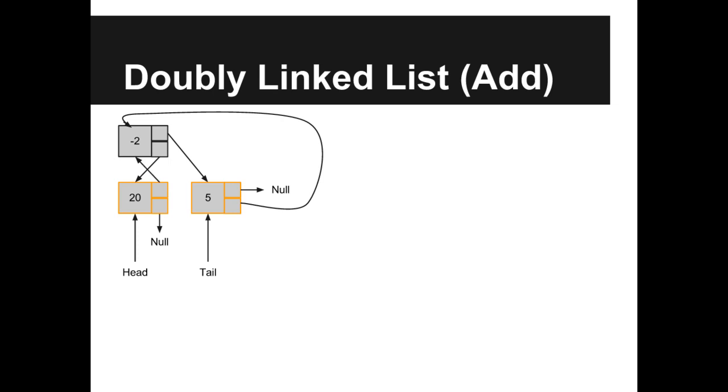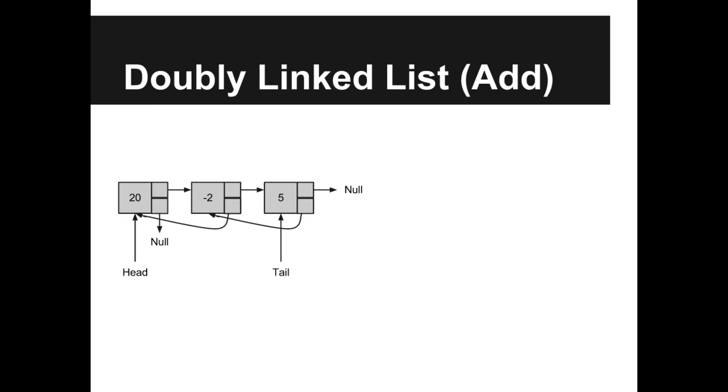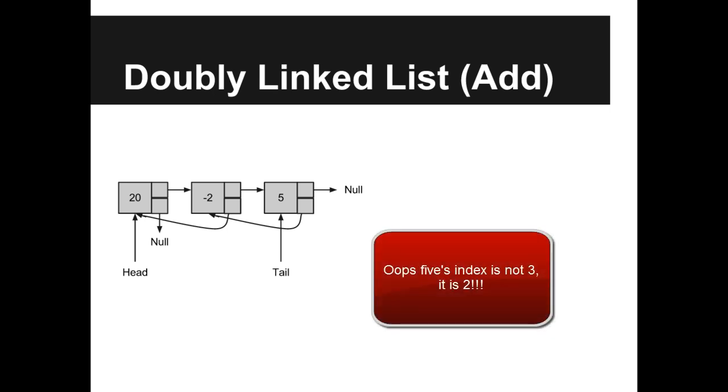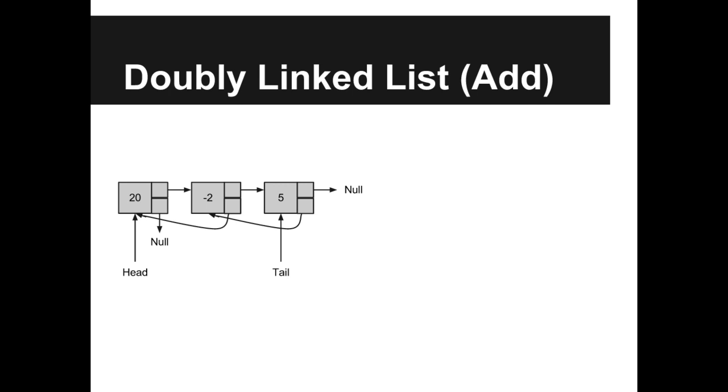Now if I rearrange the shape a little bit, I'm gonna get something like this, which is exactly what I wanted. 20 is at index 0, -2 is at index 1, and 5 is at index 2, and I have successfully inserted -2 at index 1 in my linked list.